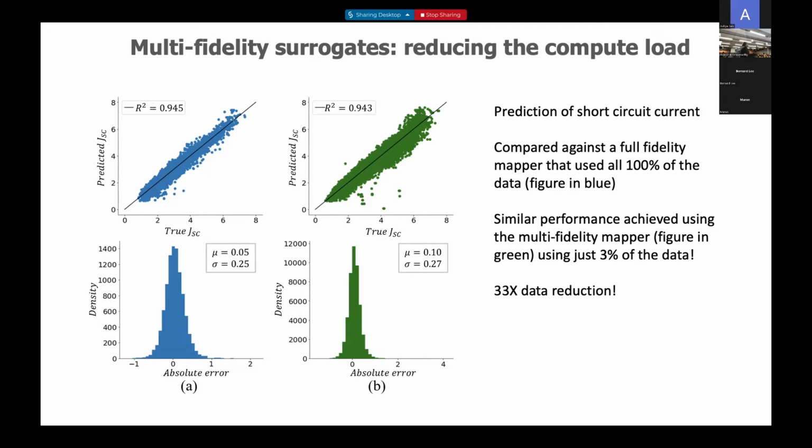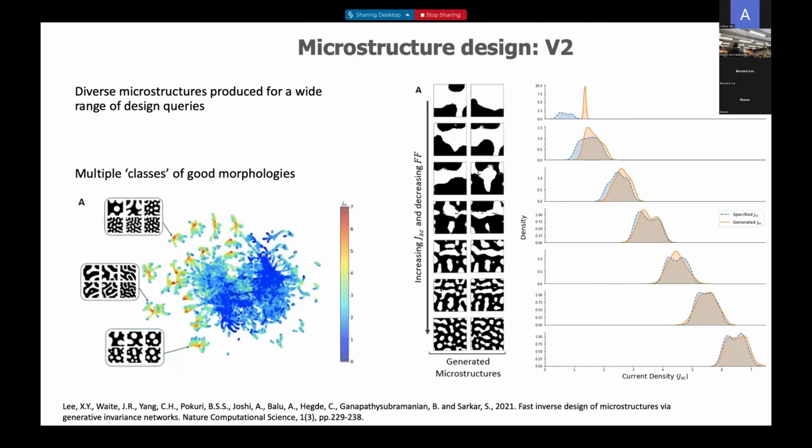So this results in a 33x reduction in data requirements of the high fidelity simulations. We found that it works as well as the full fidelity simulations, and we were able to get a whole diverse range of designs. You have a knob, and as I turn the knob of increasing short circuit current, for instance, I can get a whole set of diverse structures that satisfy this requirement. This was recently published, led by Bernard, in Nature Computational Science.